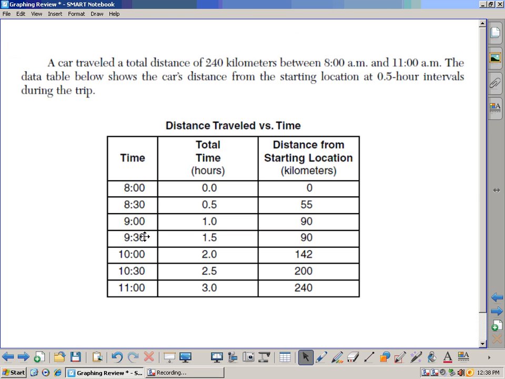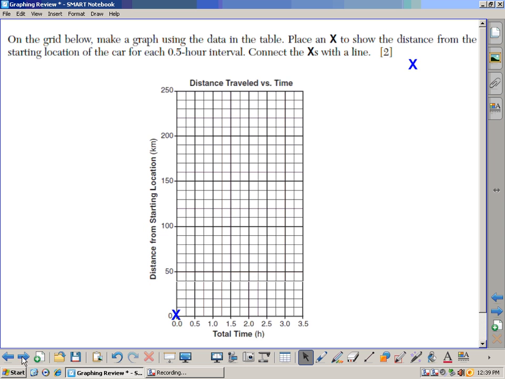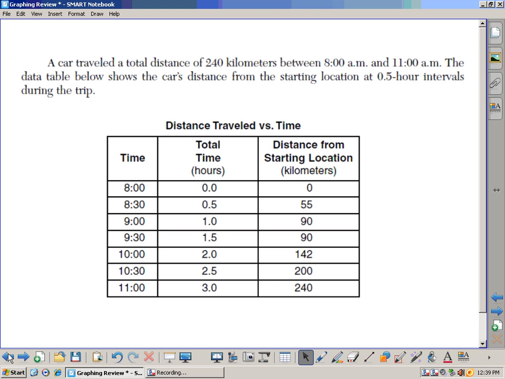Our next point, at 0.5 hours, it had gone 55 kilometers. So at 0.5 hours, I'm going to go up here to 55. Now I'm going to have to figure out my scale here. Between 0 and 50, there were 1, 2, 3, 4, 5 boxes. So that means each box must be worth 10 kilometers. So if I want to go to 55, this is 50, this is 60, so I'm going to have to go halfway between. There's my next point, 55.